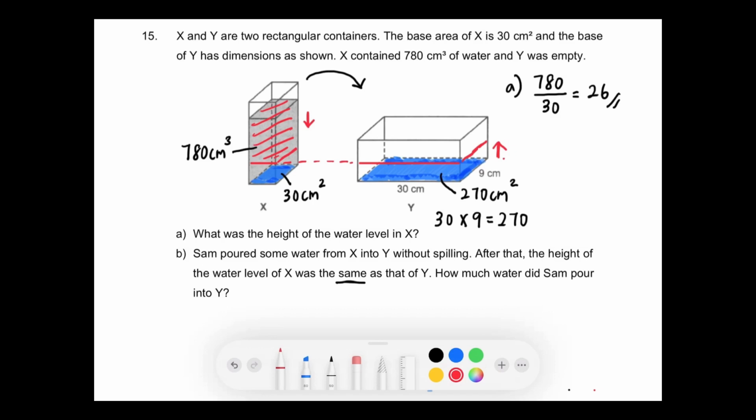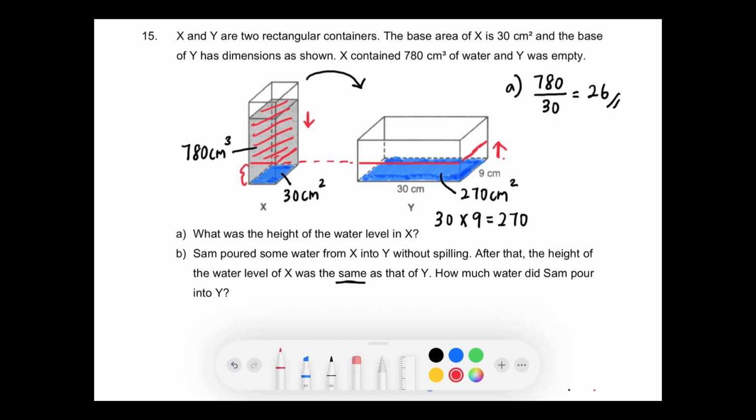So to find the height of the water level in both containers, making use of the concept that water has a definite volume. Alright, at first the volume of water was 780 cubic centimeters only in container X, and now some of the water is transferred to container Y. The total amount of water, the total volume of water in both X and Y will still be 780 cubic centimeters because water has a definite volume. So now this 780 cubic centimeters of water is resting on both the base area of X and Y.